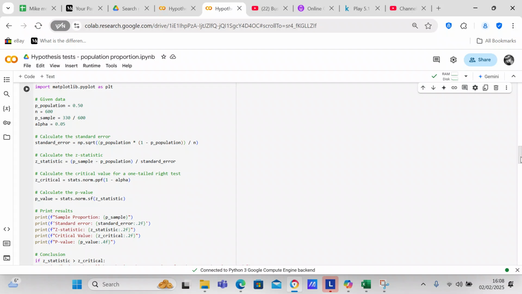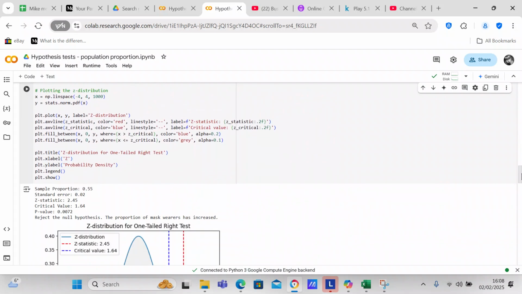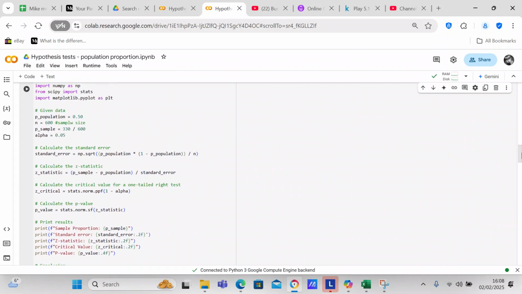So your P population is 50%. N is the number of samples, sample size, and that's 600. The sample is 330 divided by 600, and that's going to be 55%. And then your alpha, which is your significance level, is 0.05.